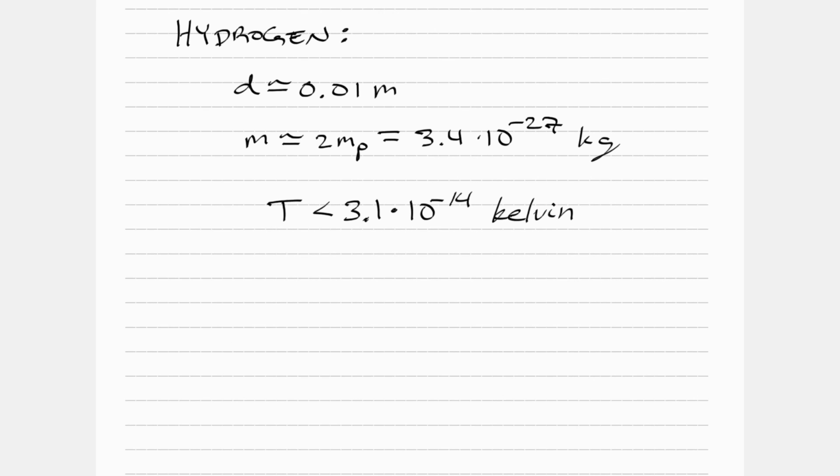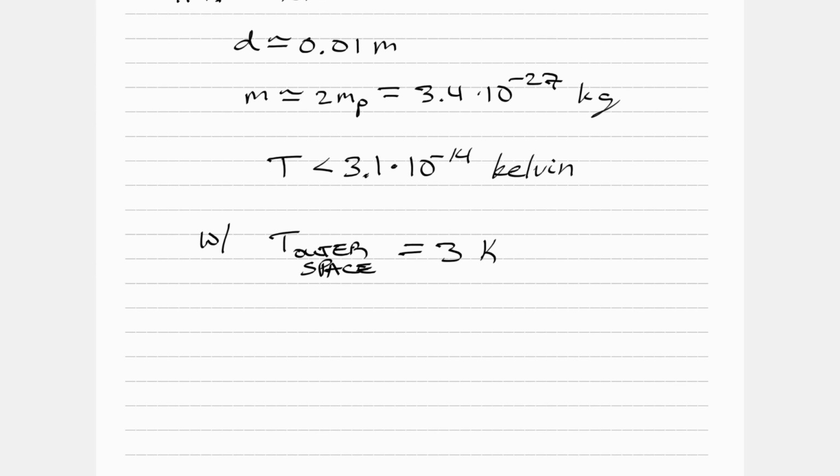So with the temperature in outer space equal to 3 Kelvin, we can certainly treat monatomic hydrogen by classical thermodynamics. Classical thermodynamics is totally okay for that sort of problem.